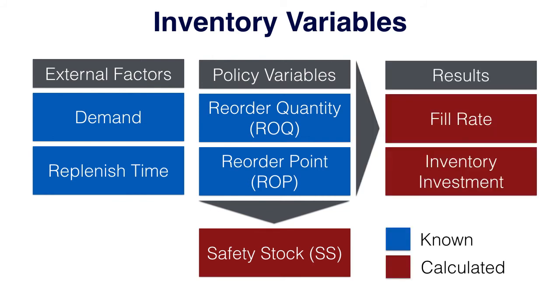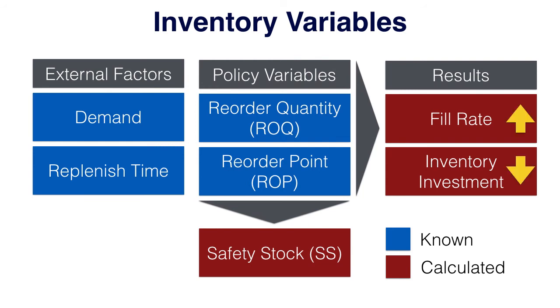Now the results: using all these 4 known values, you can calculate the calculated values, which are fill rate and inventory investment. So the fill rate and inventory investment for various combinations of all these values. Demand and replenishment time we take as they are, item by item, and then based on a range of values of reorder quantity, a range of values of reorder point, we can figure out what the fill rate and inventory investment are, and then determine the best possible result we can get, and that is the efficiency frontier. Okay, that's how we do the efficiency frontier.